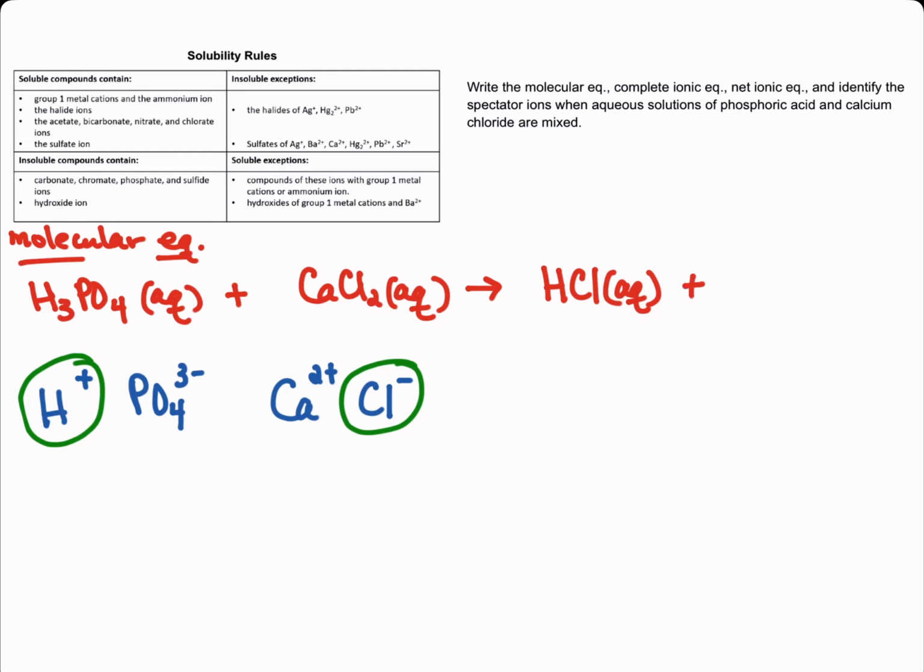Plus, then I'm going to go ahead and bond this cation with this anion. And I'm going to take a look at my table. Phosphates are insoluble, and calcium is not one of the exceptions, so it gets the S symbol. Now, this is not a complete molecular equation because it's not balanced. So go ahead and balance that.